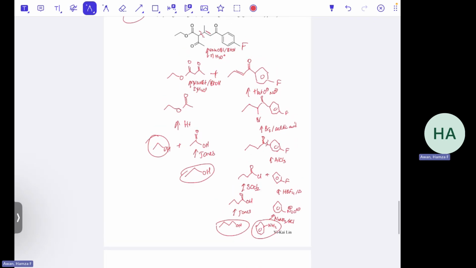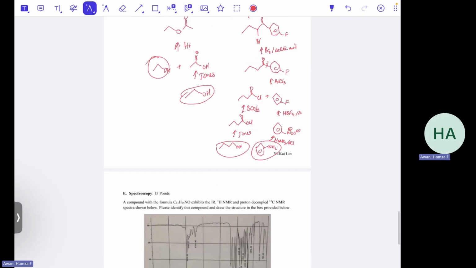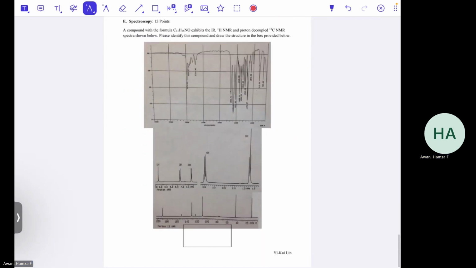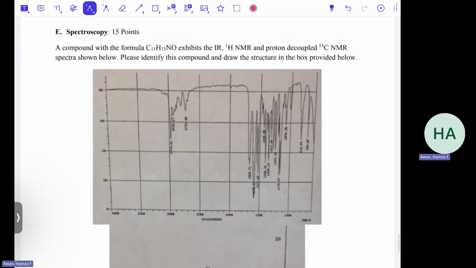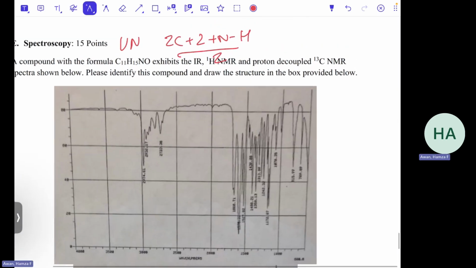Okay. And so we can go to our final section, our spectroscopy. In our spectroscopy, this one has a nitrogen in it, so it's going to be slightly more fun. For our unsaturation number, our equation is 2C plus 2 plus nitrogen minus hydrogen, all divided by 2. Remember that it's plus nitrogen, not minus nitrogen. So we're not going to subtract our nitrogens, we're going to add our nitrogens.